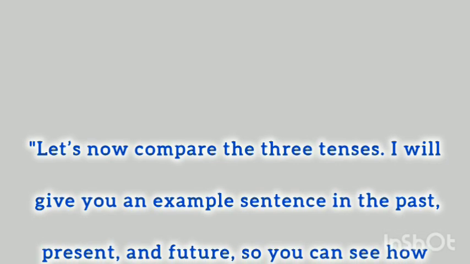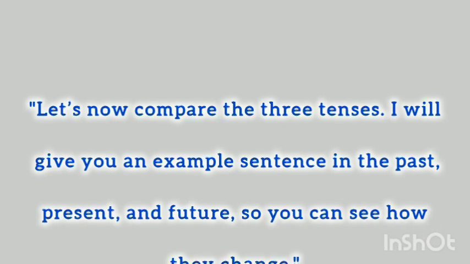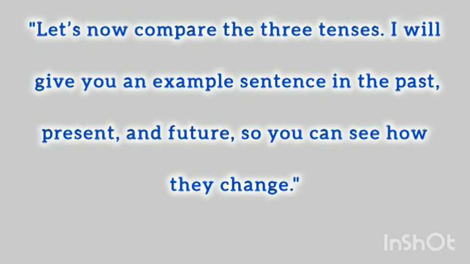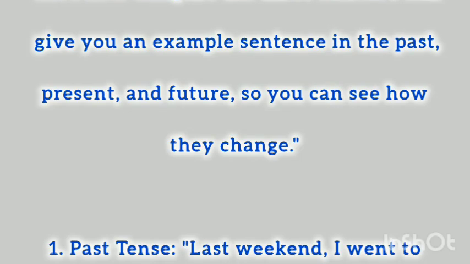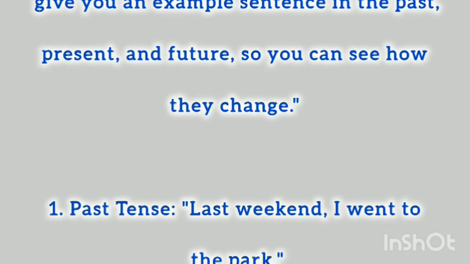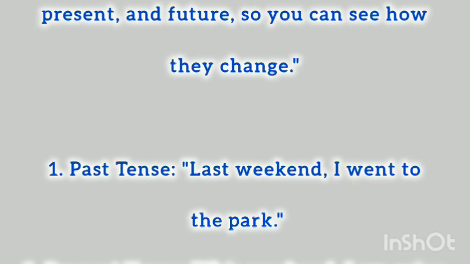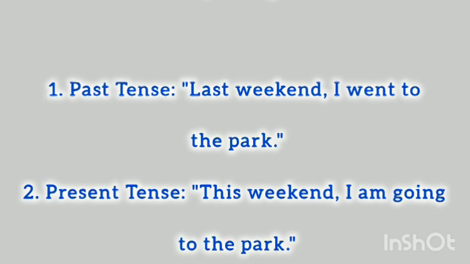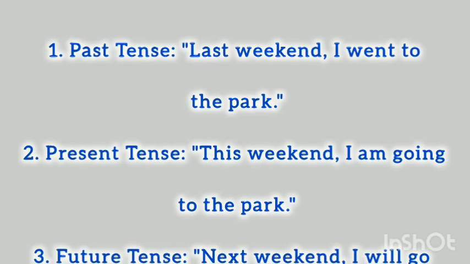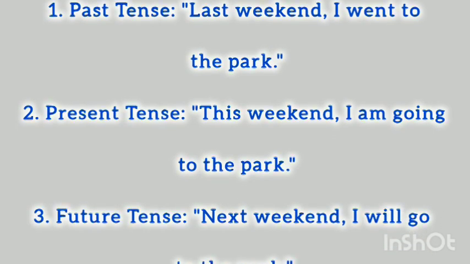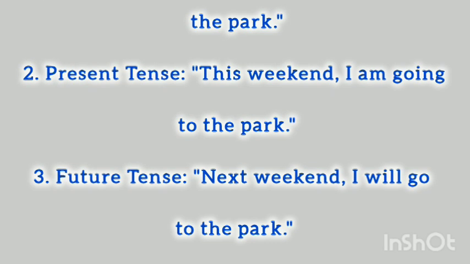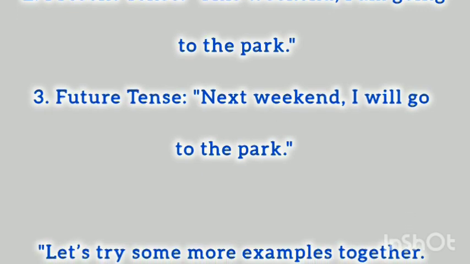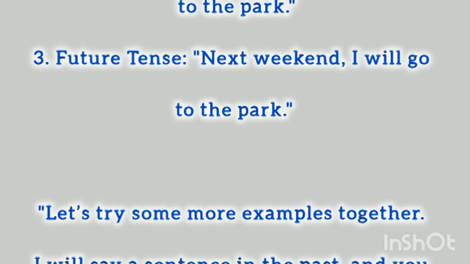Let's now compare the three tenses. I will give you an example sentence in the past, present, and future so you can see how they change. Past tense. Last weekend I went to the park. Present tense. This weekend I am going to the park. Future tense. Next weekend I will go to the park.